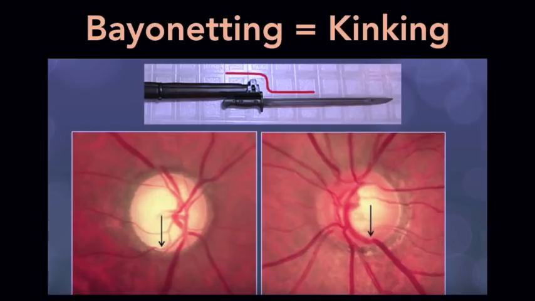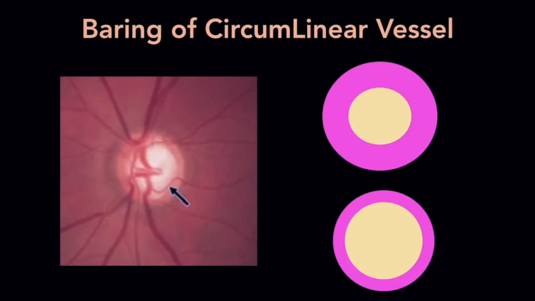Bayoneting is the word which we use to refer to the knives in the old rifles. So you can see a sharp edge here. As I just mentioned, the vessel has to climb along this steep margin of the optic cup. So they have to climb up and go. Similarly, the blood vessels have to rise against the steep margin of the cup. That gives a kinked appearance of the blood vessel. That's what we call bayoneting.